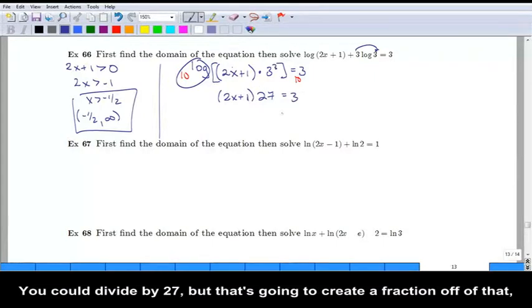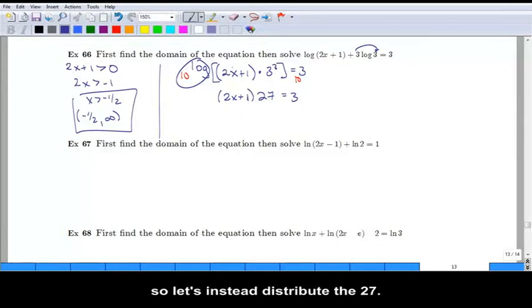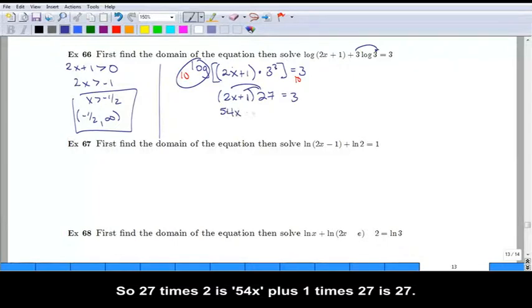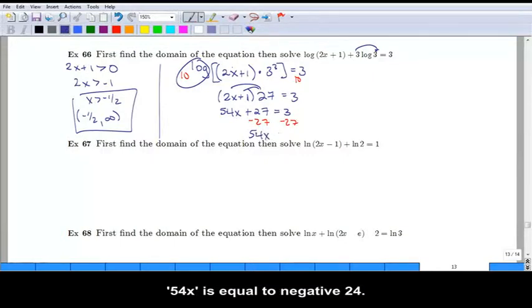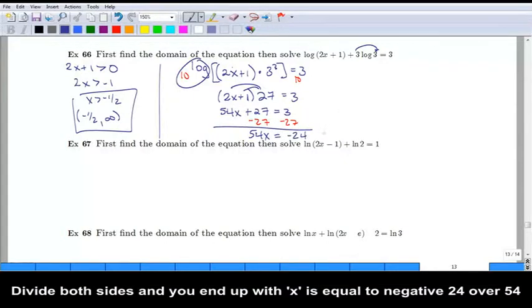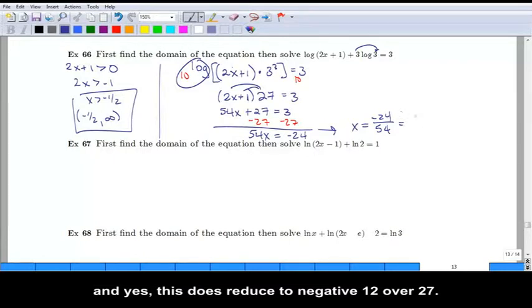You could divide by 27, but that's going to create a fraction off the bat. So let's instead distribute the 27. So 27 times 2 is 54x, plus 1 times 27 is 27, and this is equal to 3. I'm going to subtract that 27 over, and we're going to end up with 54x is equal to negative 24. Divide both sides, and you end up with x is equal to negative 24 over 54, and yes, this does reduce to negative 12 over 27.